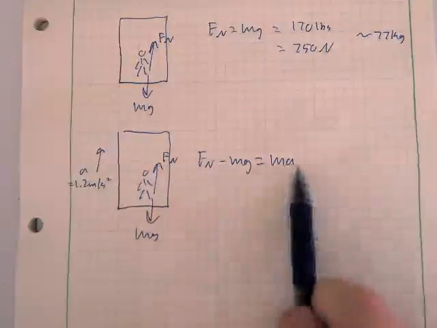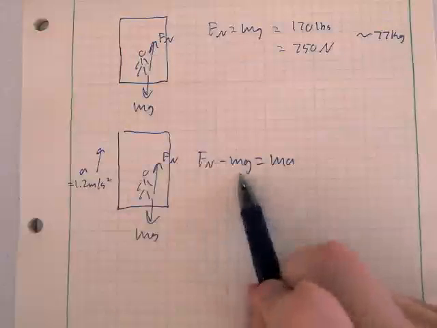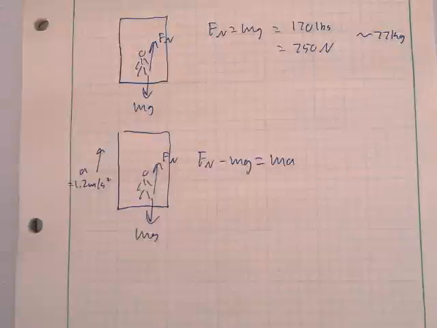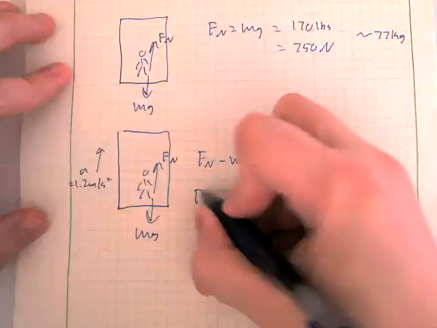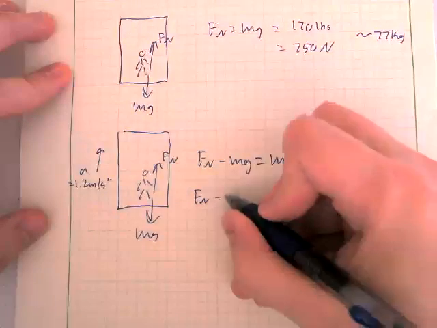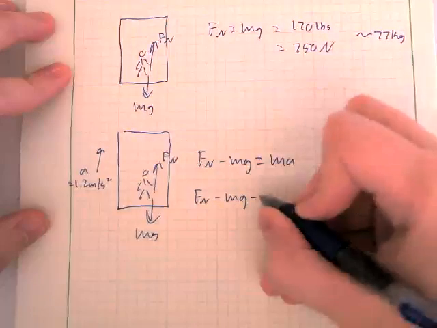Here are my individual forces. The sum of the forces equals mass times acceleration, and we get this very simple equation. Nothing tricky here, but let's take a look at some of the consequences of this. How else can I write this equation? Let's rearrange it like this.